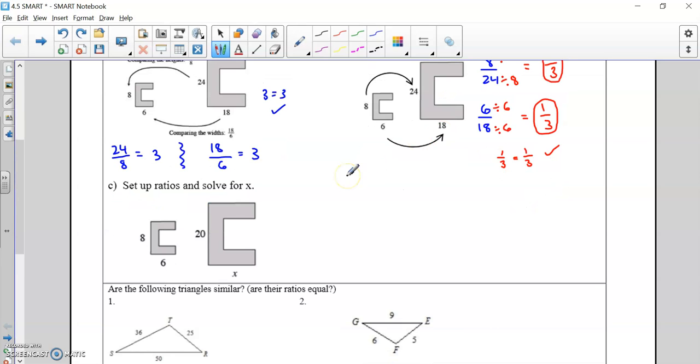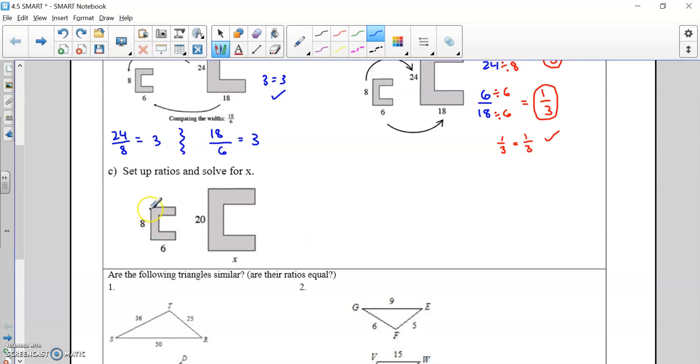All right, so now we're going to use this idea to solve for a missing side. One of the lengths has been changed, right? This 8, 6 stayed the same, but now instead of having a 24 height, we have a 20 height, and we want to figure out what this bottom is if these two shapes are going to be similar. So we know that the 8 and the 20 go together because they're the same part of the shape. So we can set up that ratio as 20 over 8.